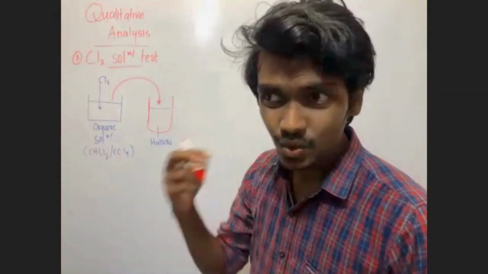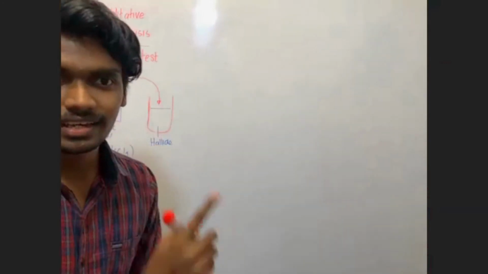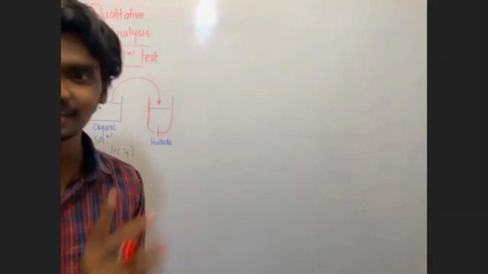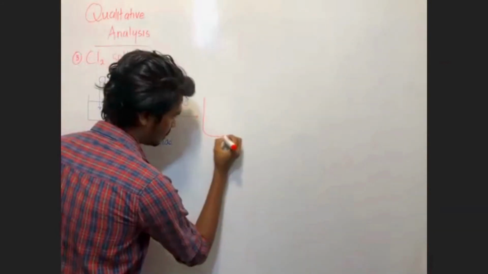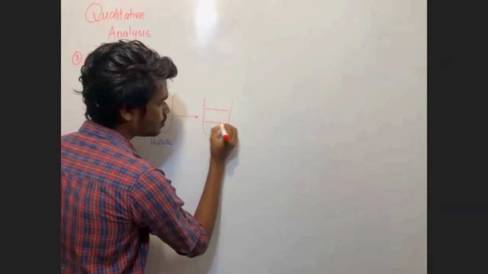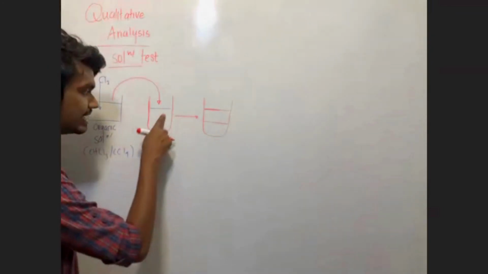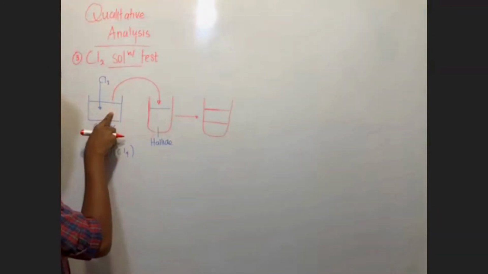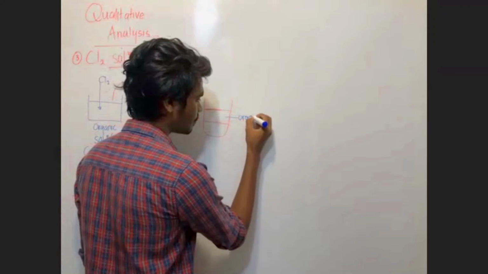this solution will turn into two layers. I'm saying inside, either one of the halides is there, right? Not all, either Cl minus or Br minus or I minus. Either way, when the solution is added to this halide, it turns into two layers: organic layer and aqueous layer. Here the aqueous halide was there, and this is organic.